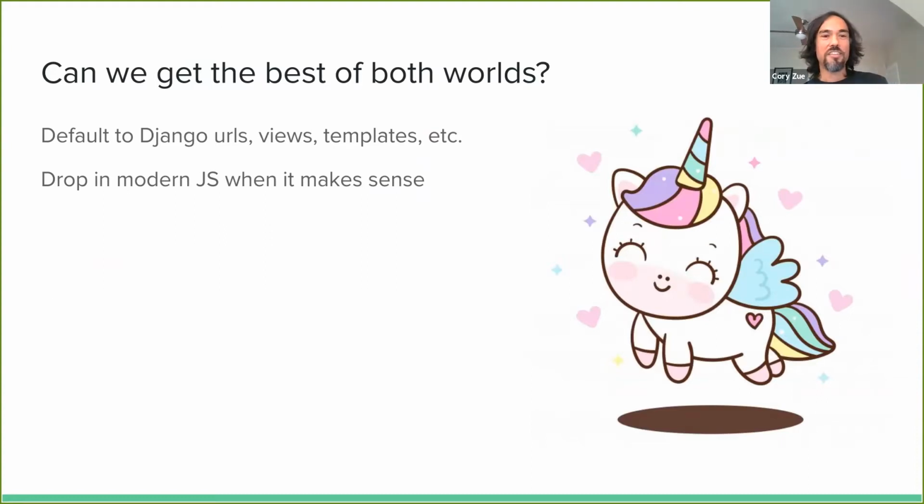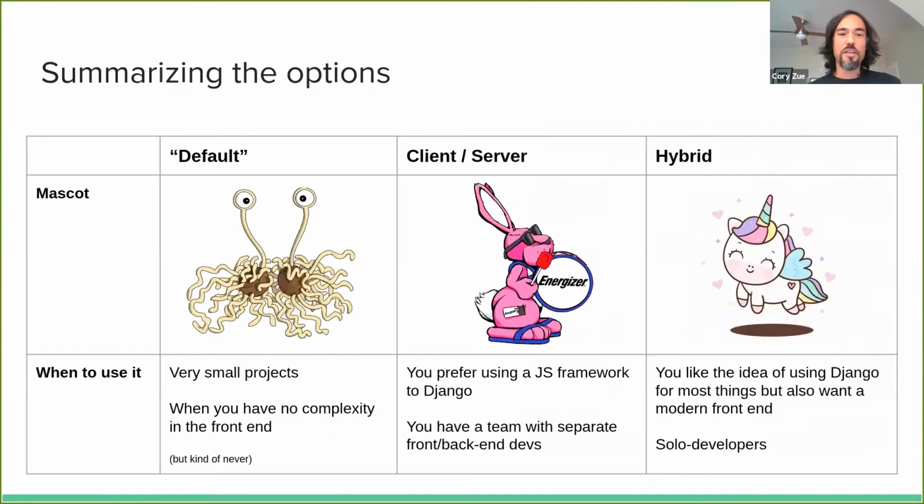And what I think is a good way to structure a lot of projects is getting the best of both worlds, where you can default to Django URLs, views, templates, everything we know and love. And then when you need to, drop in a splash of modern JavaScript when it makes sense, and combine those two things. And so in the rest of the talk I'm going to deep dive into one way that you can set this up. But just to quickly summarize how I think about these 3 choices.